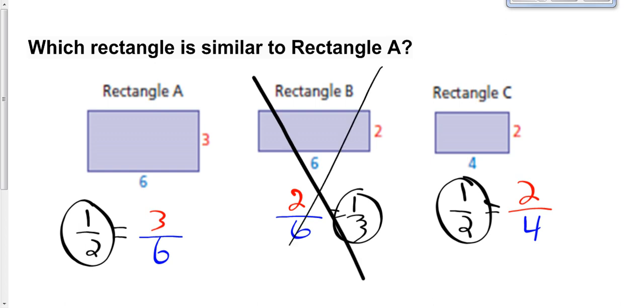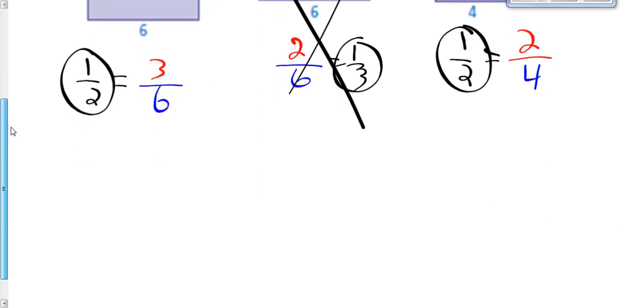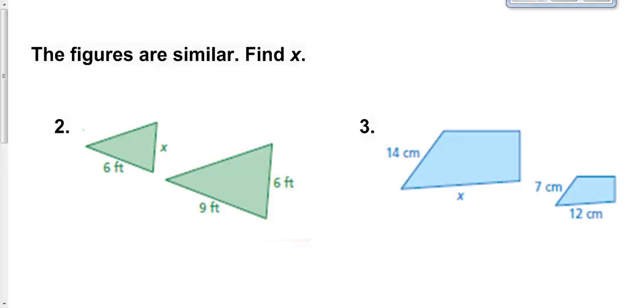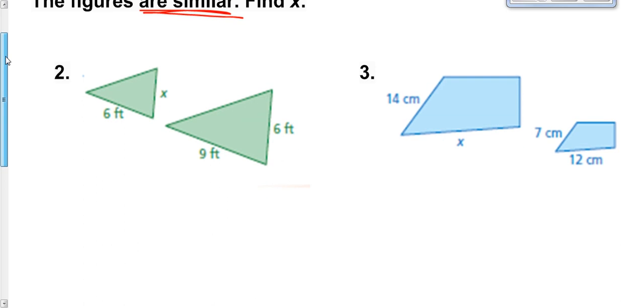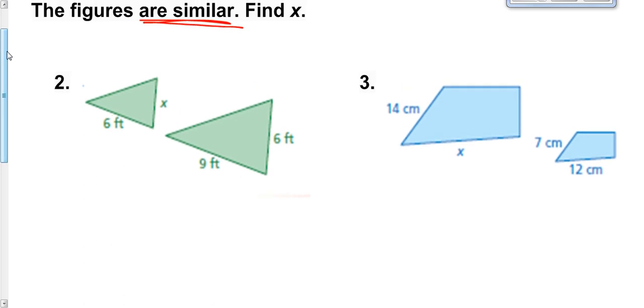It's the ones that have the exact ratio of the shorter side to the longer side. So C is similar. When you have two figures that are similar, you need to set up a proportion and then cross multiply to find x. They're telling you they're similar. They've already told you that. So now we can set up a proportion to find x.